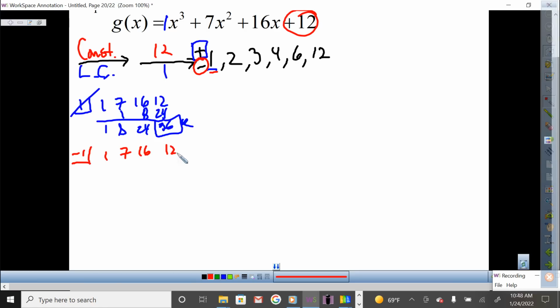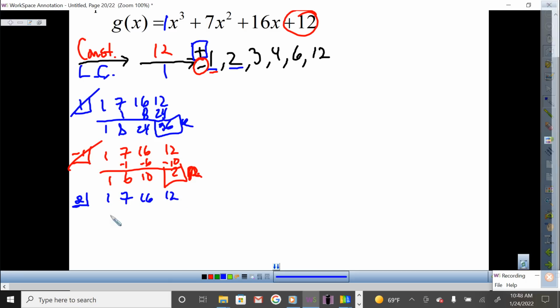1, 7, 16, 12. Bring down the 1. 1 times negative 1 is negative 1, combine that's 6. Negative 1 times 6 is negative 6, combine that's 10. Negative 1 times 10 is negative 10, combine that's 2. That's a remainder. So guess what? This is not a 0. What do we do next? Pablo, what do I do next? Yeah, the next number, positive 2.